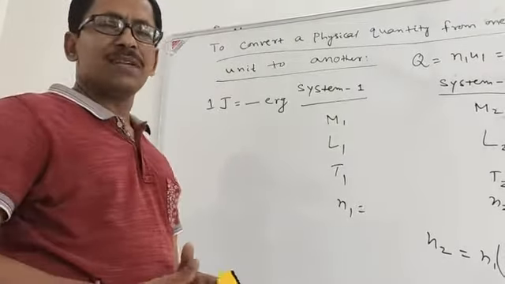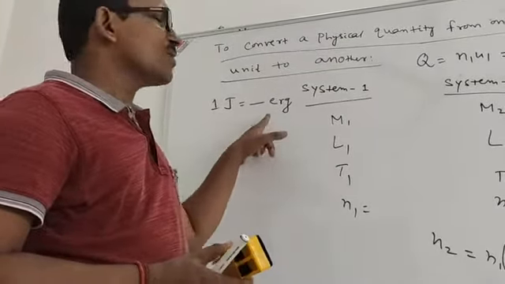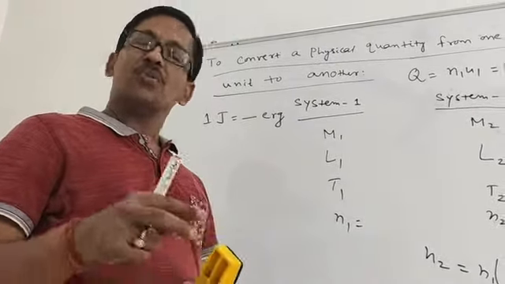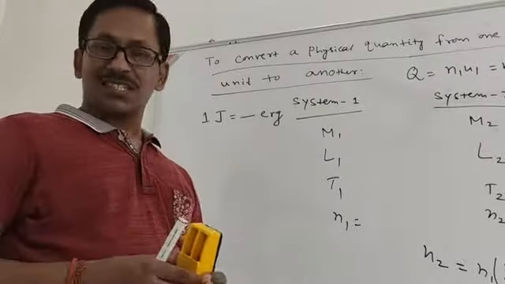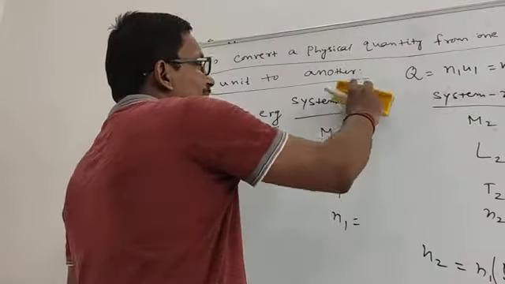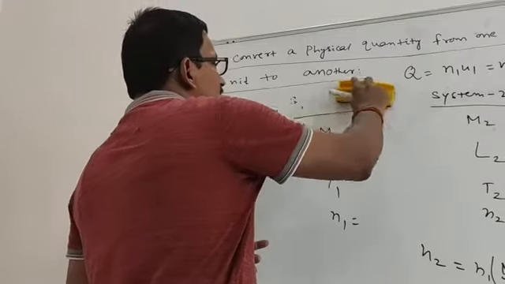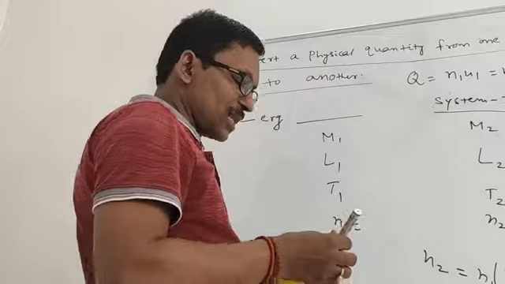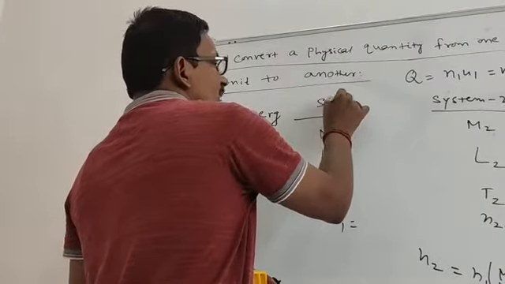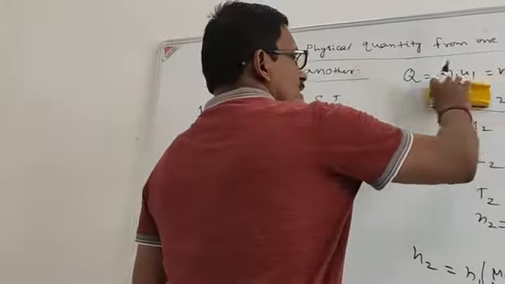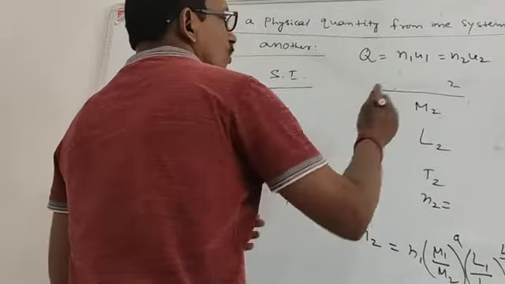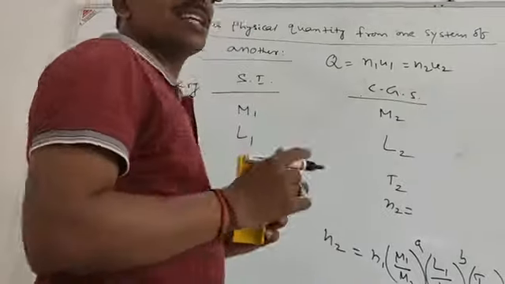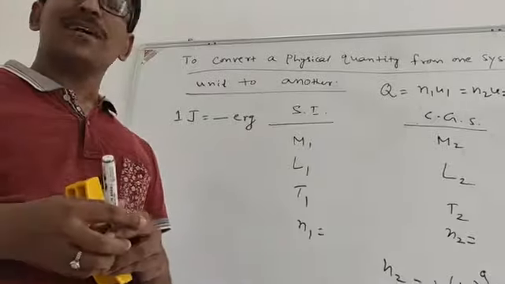Here two systems are given. The first one is the SI system, the second one is the CGS system. The value is given in the SI system and we want to find it in the CGS system. So system 1 is the SI system. You can write in columns like that. And system 2 in this question is your CGS system. The value is given in the SI system and you have to find the value in the CGS system.